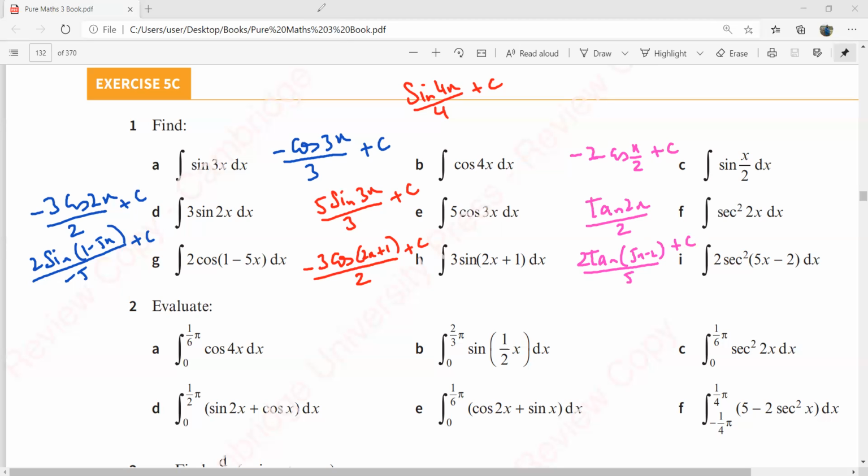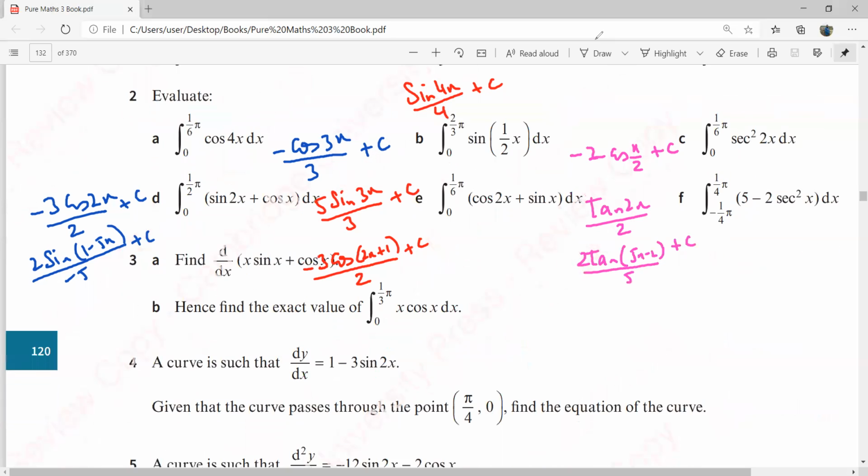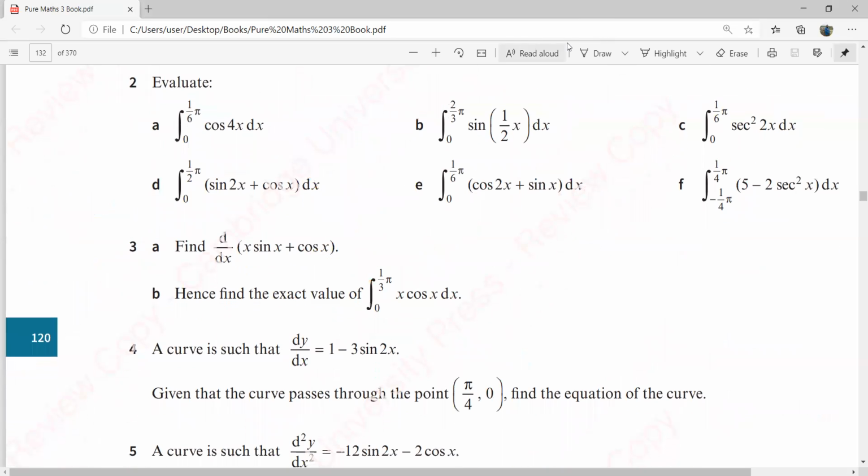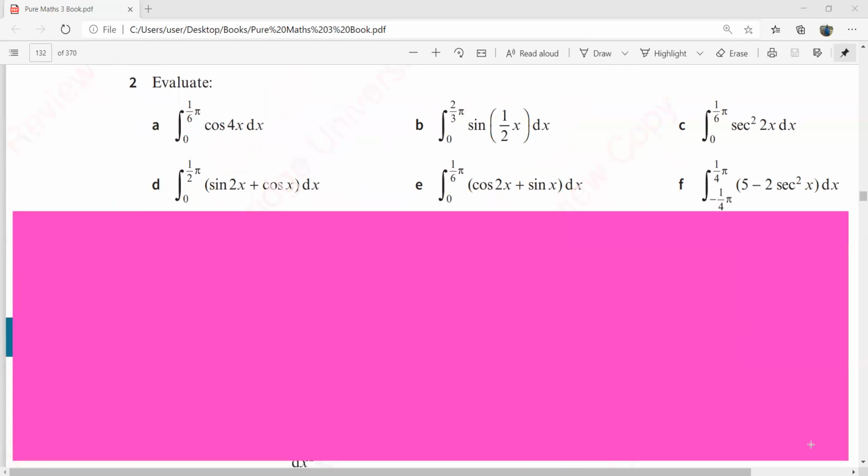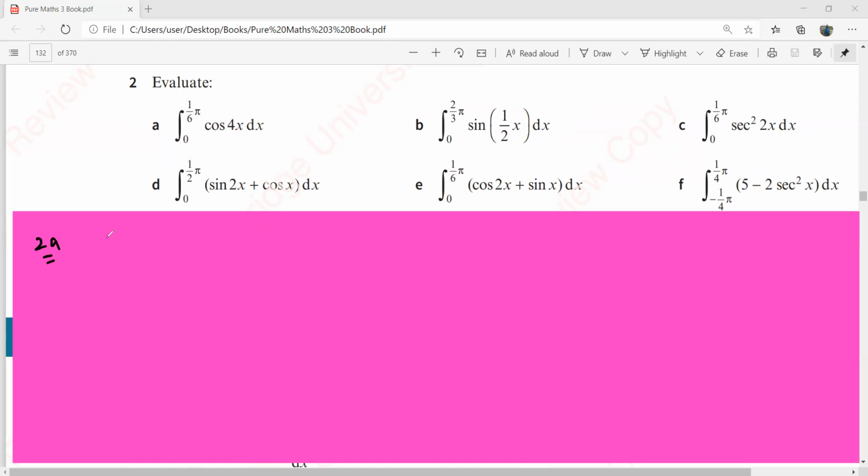Okay, now let's try some of these limits questions. For these limits to be applied, you have to remember those typical values of sine, cos, and tan. So first of all, the integral of cos 4x dx, with limits from 0 to pi by 6.